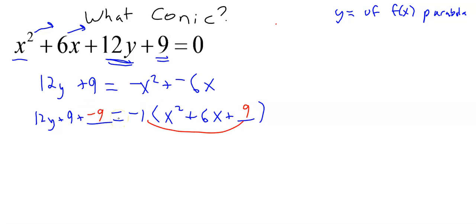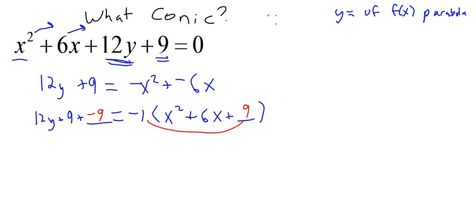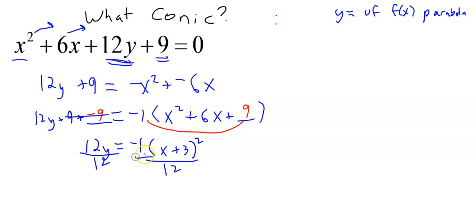Oh, this probably could have been done easier. That's okay. I just see a shortcut that I could have taken. So we get 12y equals negative 1 times x plus 3 squared. And last big step, we might simplify a little bit, is divide by 12. So we get y equals negative 1/12 times x plus 3 quantity squared.